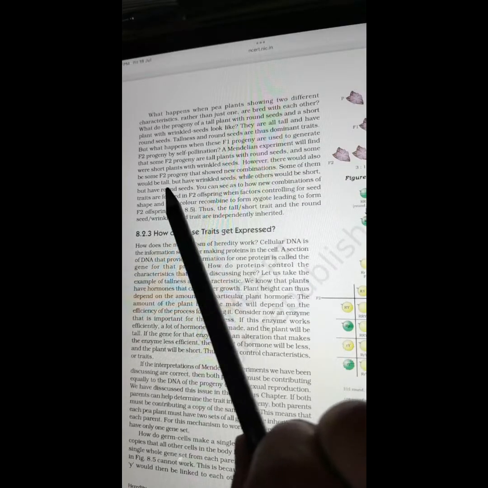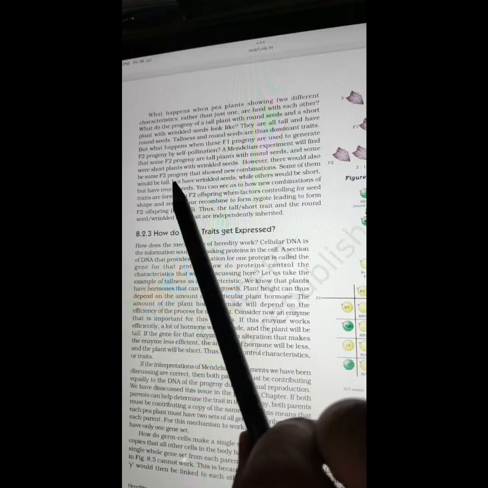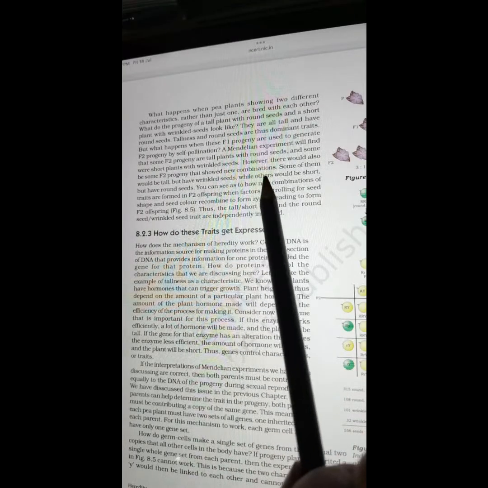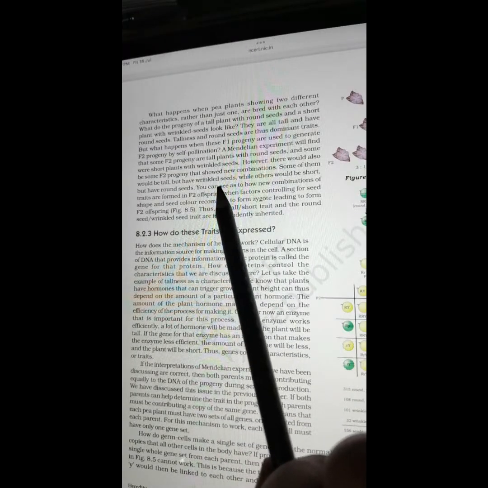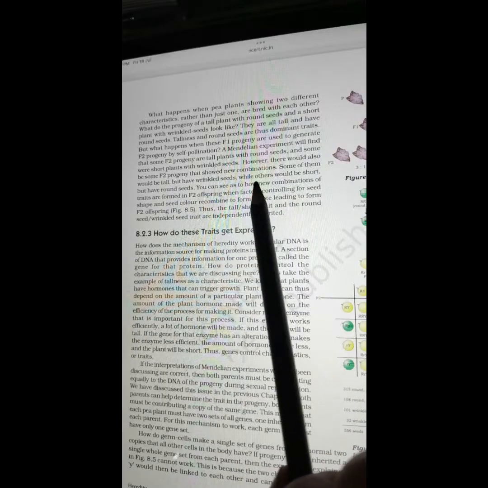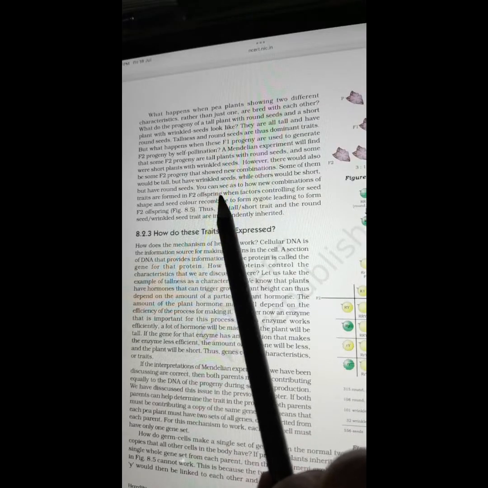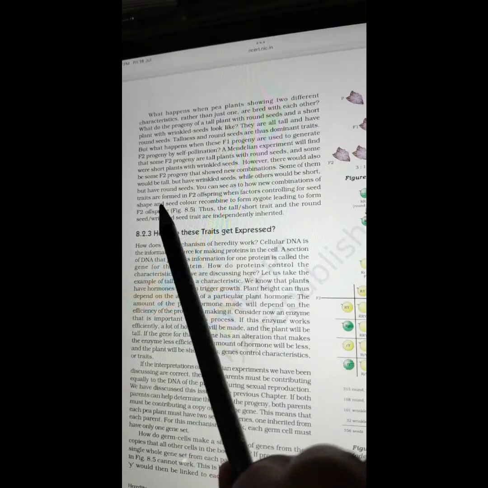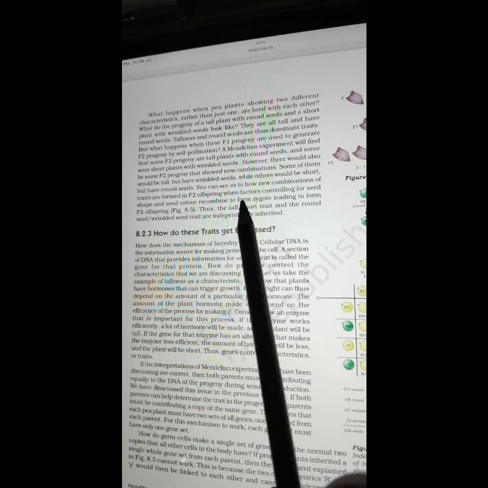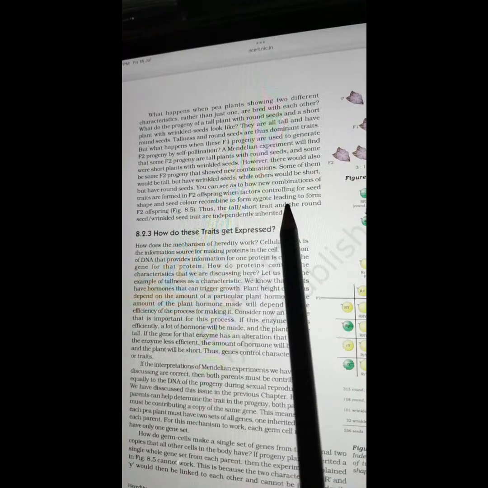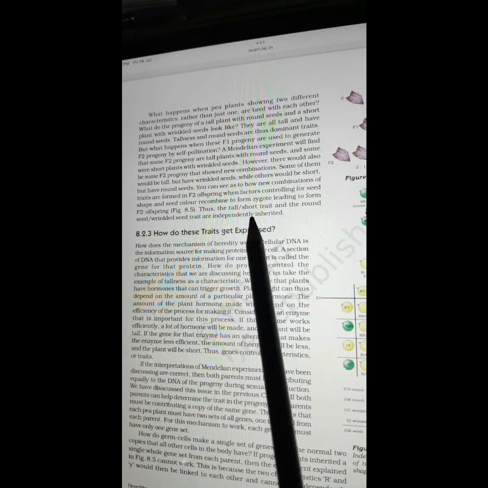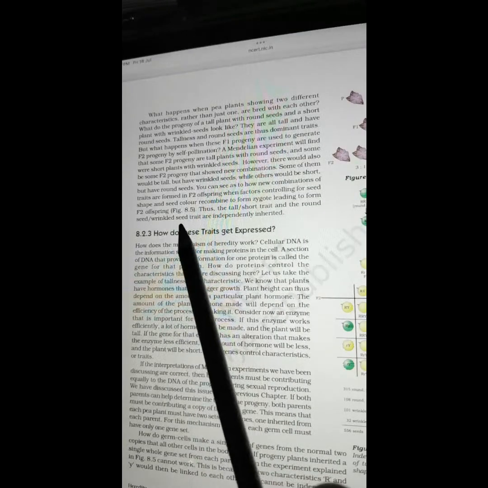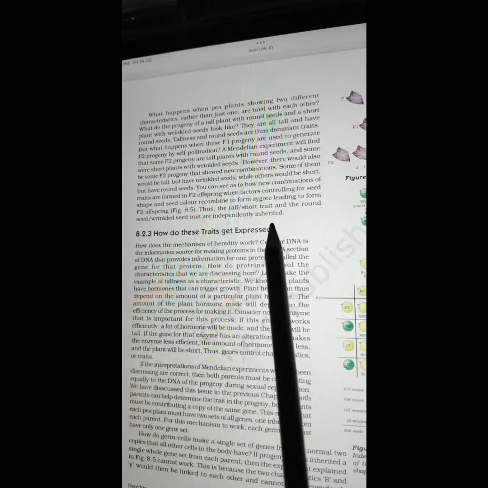However, there would also be some F2 progeny that showed new combinations. Some of them would be tall but have wrinkled seeds, while others would be short but have round seeds. You can see how new combinations of traits are formed in F2 offspring when factors controlling seed shape and seed color recombine to form zygotes leading to F2 offspring, figure 8.5. Thus the tall or short trait and the round seed or the wrinkled seed trait are independently inherited.